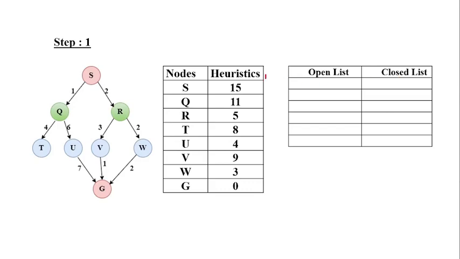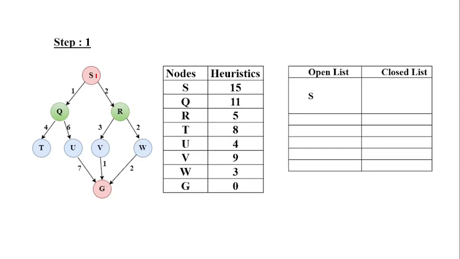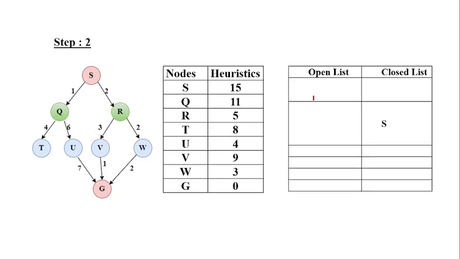Place the initial node into the open list. In the given graph, the initial node is S. So, place S in the open list. Remove the node S from the open list and place it into the closed list. Next, find the adjacent nodes of S and place those nodes in the open list. The adjacent nodes of S are Q and R. Find the heuristic values of nodes Q and R. The heuristic values of nodes Q and R are 11 and 5.